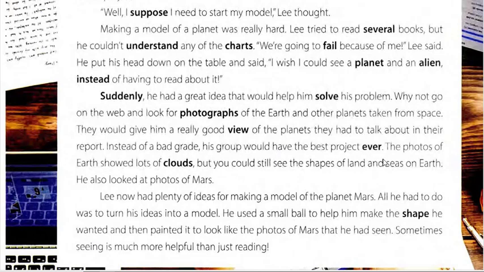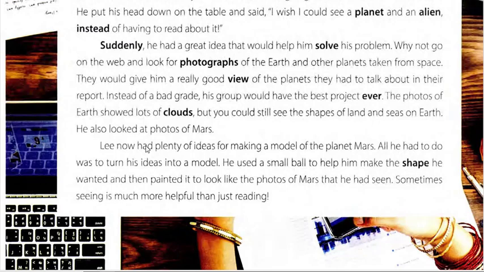The photos of Earth showed lots of clouds. But you could still see the shapes of land and seas on Earth. He also looked at photos of Mars. Lee now had plenty of ideas for making a model of the planet Mars. All he had to do was to turn his ideas into a model.